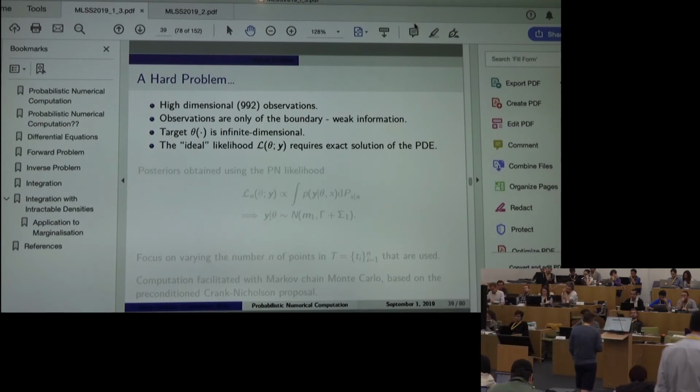So I guess one of the other points is that the data is weakly informative because of the location of where the sensors are, which is around the boundary. And the other point is that the target, so the conductivity, is actually a function, and therefore it's infinite dimensional. And that in itself makes the problem even more challenging.